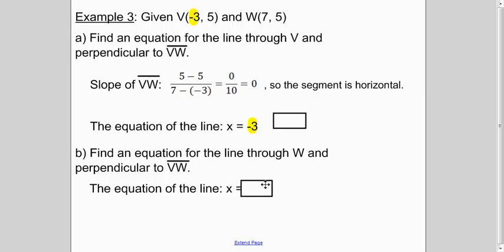And we want to do the same thing, but this time with W. And so it's going to be x equals. And if it's going through W, the x coordinate is 7. So x equals 7.